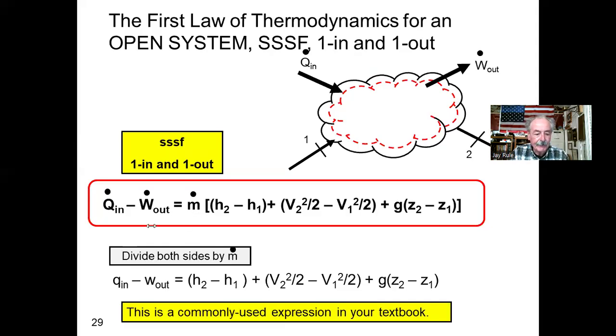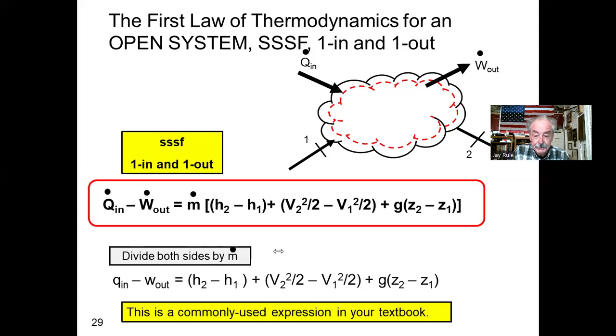And let's see. You don't have to have this in your head, okay? But you have to be able to get to it quickly. Q dot in divided by M dot, well, that's just little q in. Same, W dot out divided by M dot, that's just little W out. And on the right-hand side, it really makes life pretty easy, simpler.